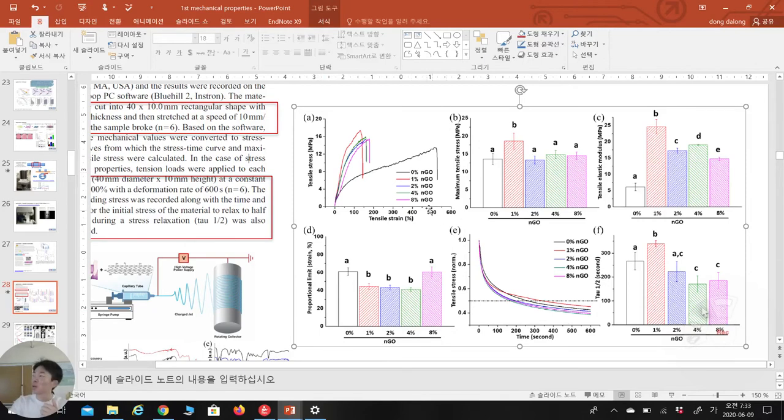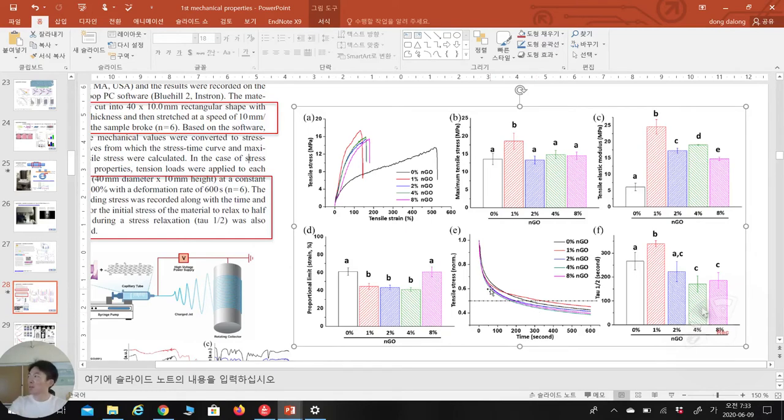But when you want to break it down, you have to make different samples. One is for this tensile stress-strain curve, and for the stress relaxation time, you have to use another sample, because for stress relaxation, you cannot break down the sample. You have to maintain their structure.